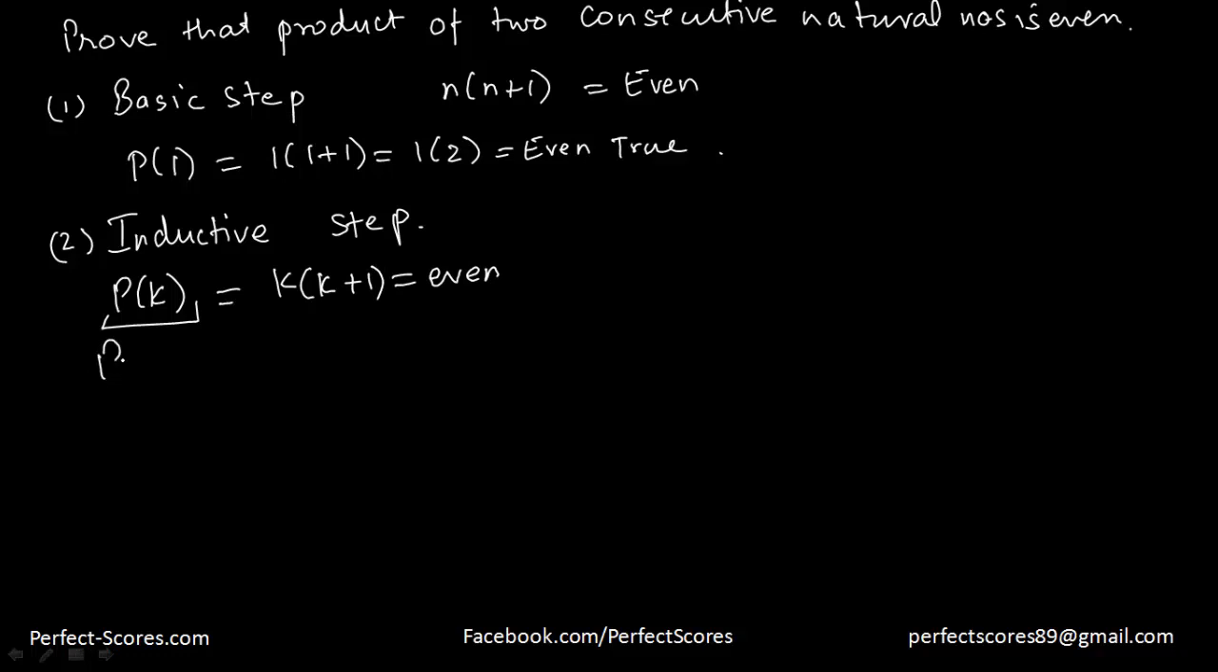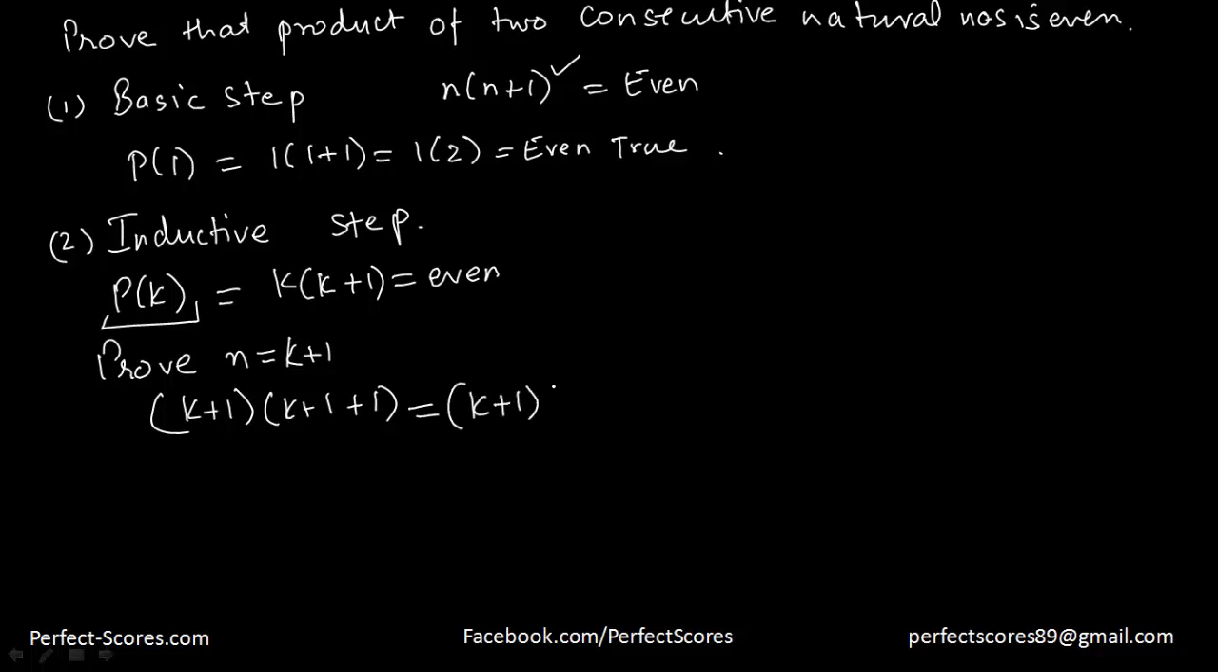Now what I have to do is prove that it's true for k plus 1. So instead of k, or instead of n, I will substitute k plus 1. If I substitute k plus 1 into this, instead of n I'll get k plus 1, and instead of n plus 1, I'll get k plus 1 plus 1. So that is going to be equal to k plus 1 into k plus 2. So I have to prove that this is an even number.